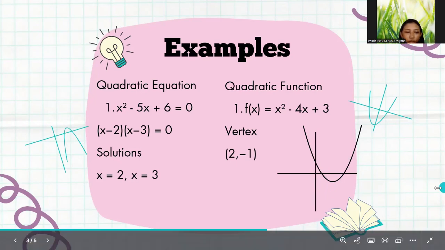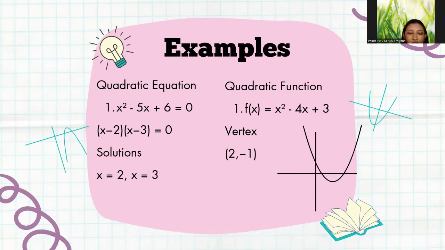So this example shows that a quadratic equation is used to find solutions, while a quadratic function is used to describe the relationship between variables and represent it graphically.